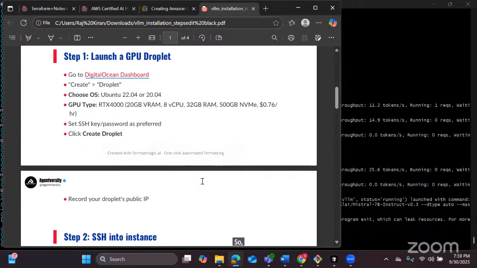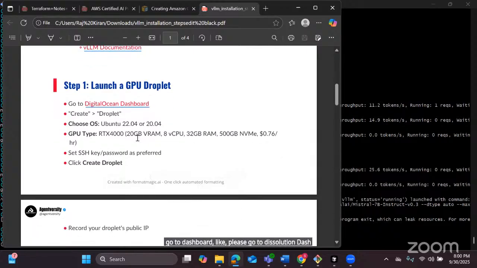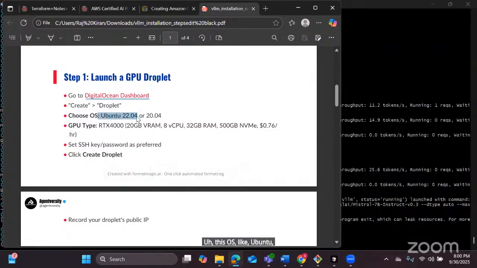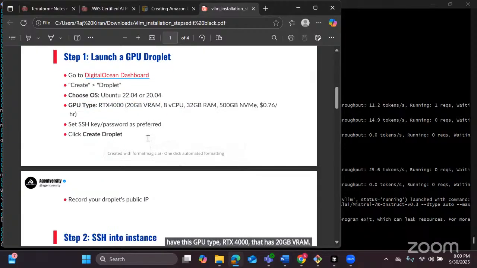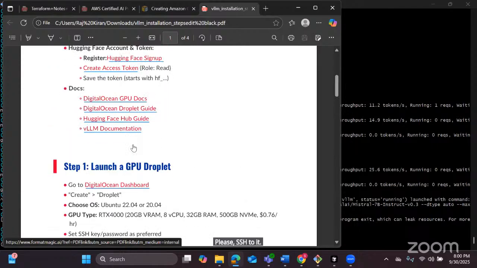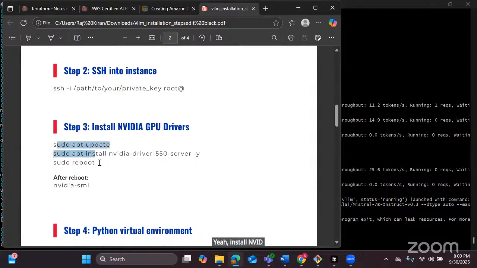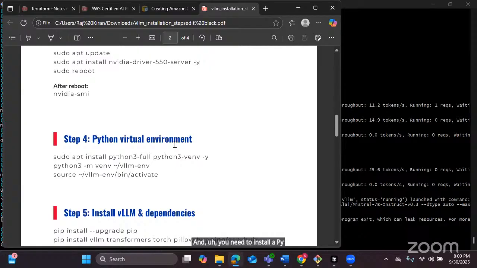So first, you need to go to the DigitalOcean dashboard and create a droplet and choose this OS, Ubuntu 22.04. Have this GPU type RTX 4000 that has 20 GB VRAM, and please SSH to it, and install NVIDIA drivers. Next, you need to install a Python virtual environment here.